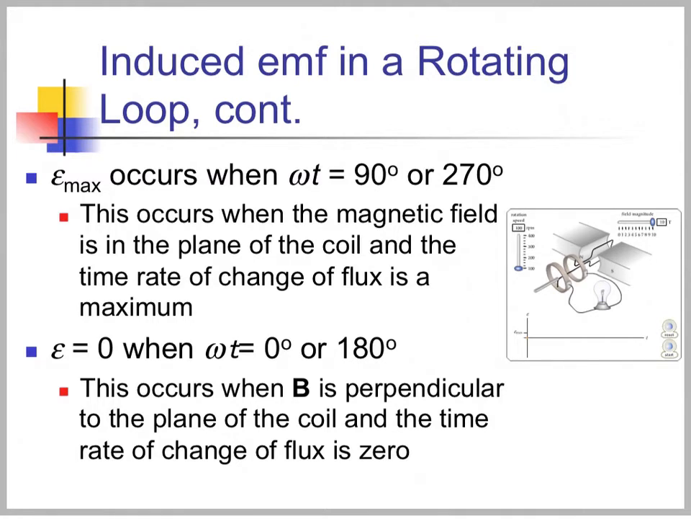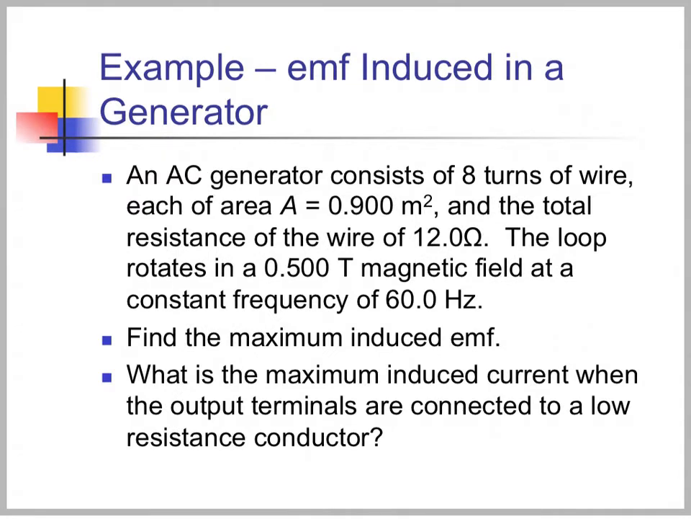So let's look at a real situation. An AC generator consists of 8 turns of wire, each with an area of 0.9 square meters. The total resistance of the wire is 12 ohms. The loop rotates in a 0.5 tesla magnetic field at a constant frequency of 60 hertz. What's the maximum EMF? What is the maximum induced current when the output terminals are connected to a low resistance conductor?